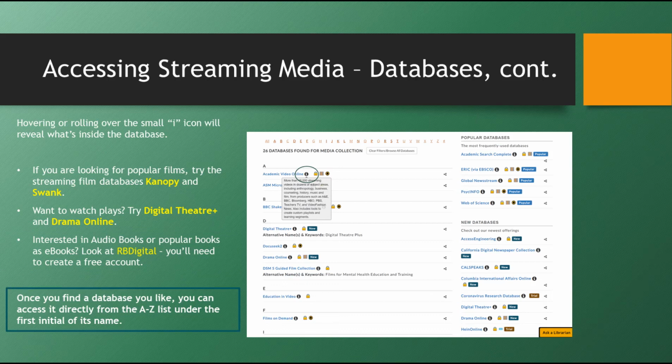Once you find a database you like, you can access it directly from the A to Z list under the first initial of its name. So for example, Drama Online would be under D.